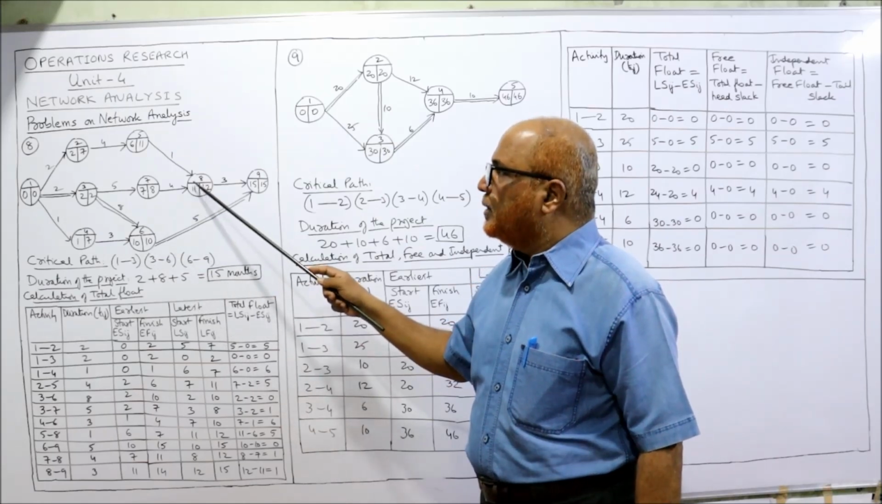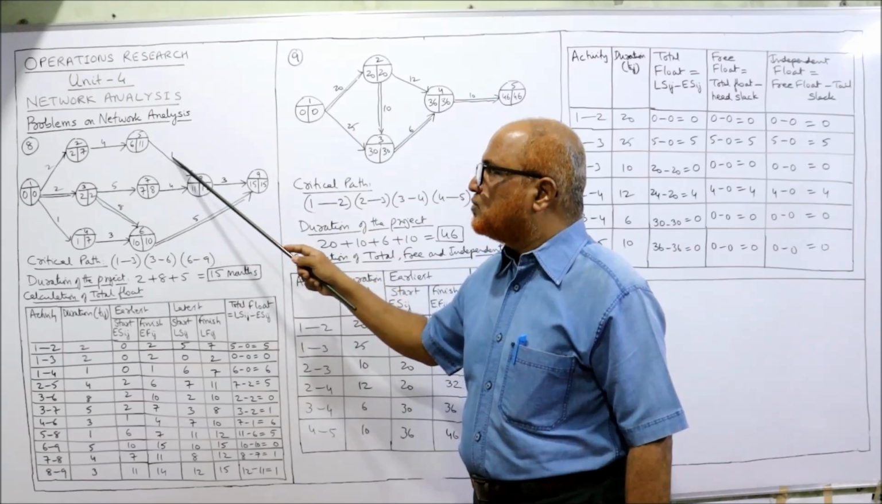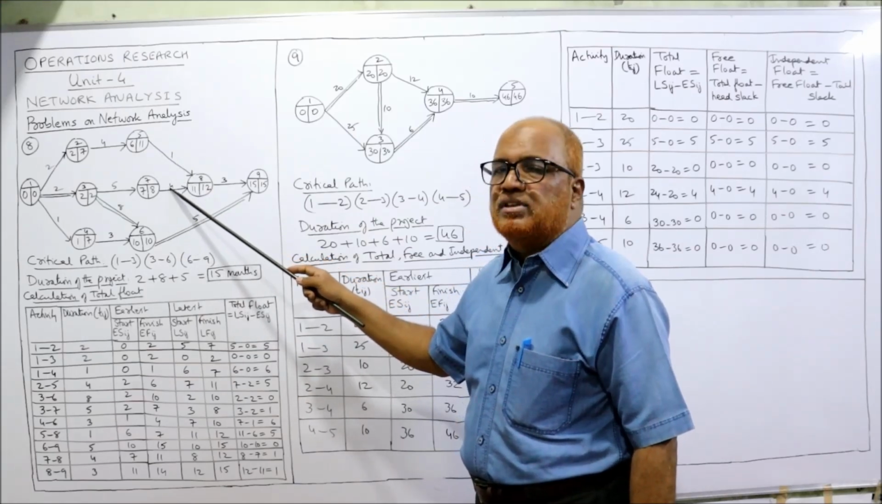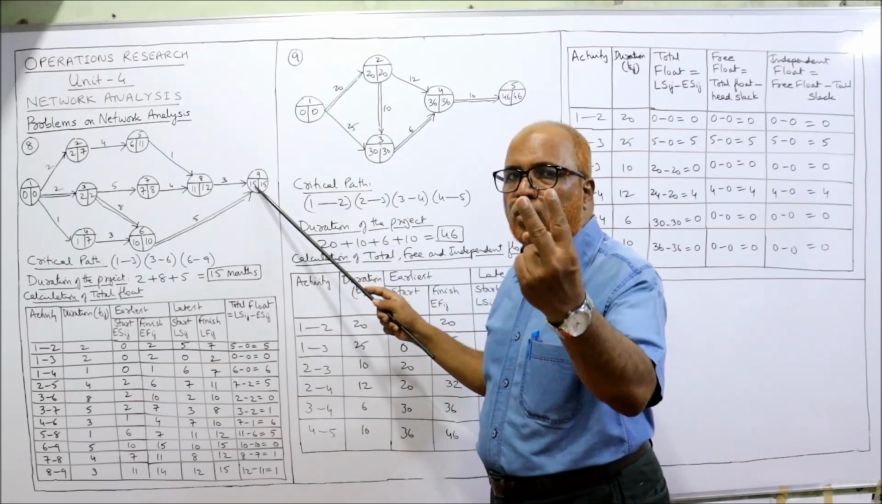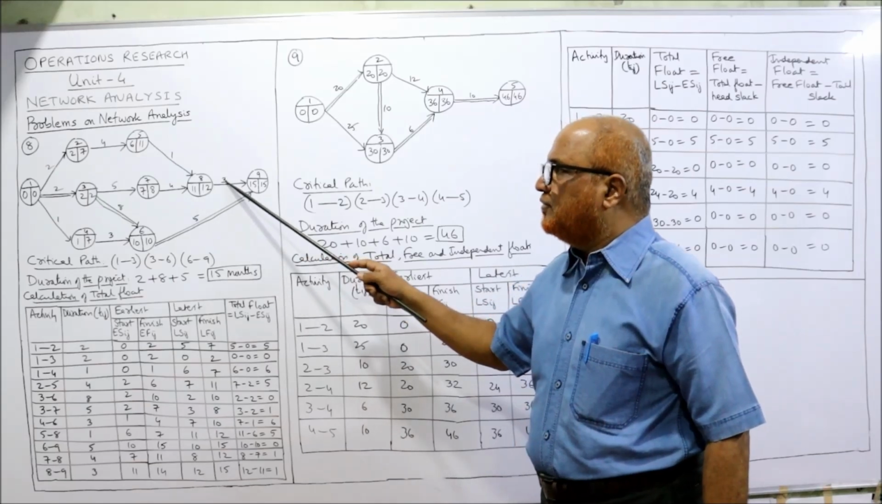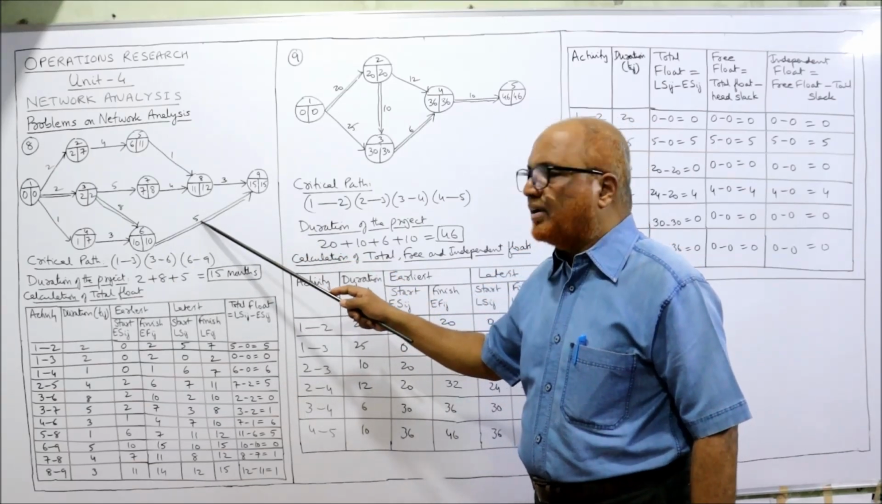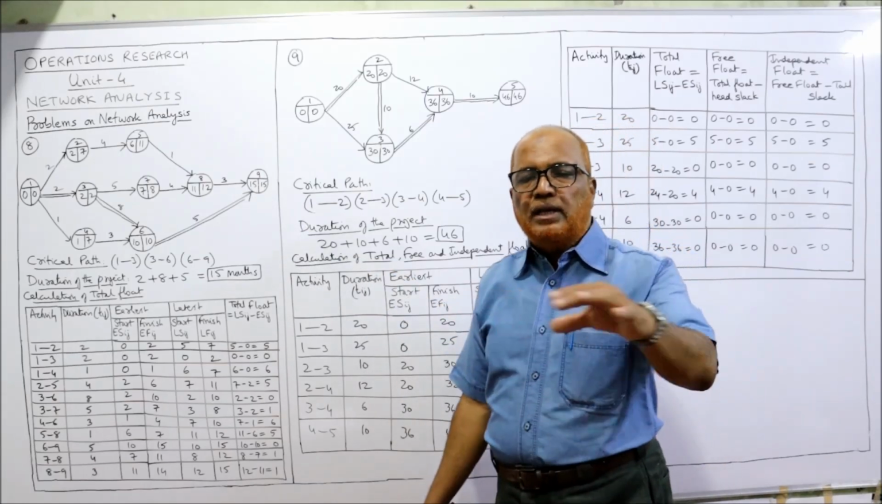Right? Here, how many activities are merging? Two activities. So 6 plus 1, 7, or 7 plus 4, 11, whichever is higher. 11 is higher. This activity, two arrows are merging. So again, we take the maximum. 11 plus 3, 14, or 10 plus 5, 15, whichever is higher. 15. So we got all EST values.